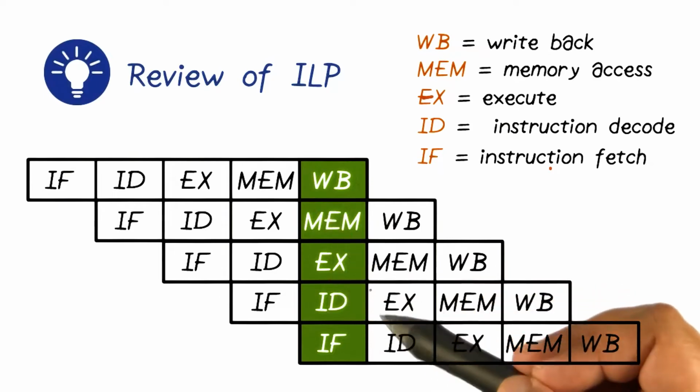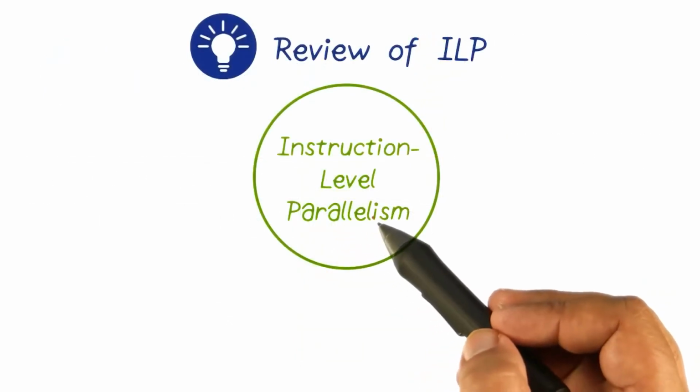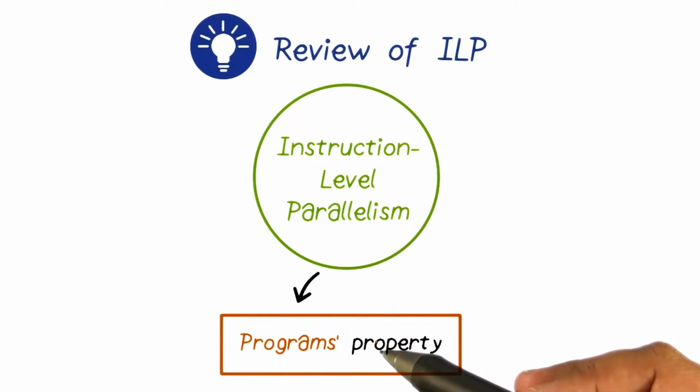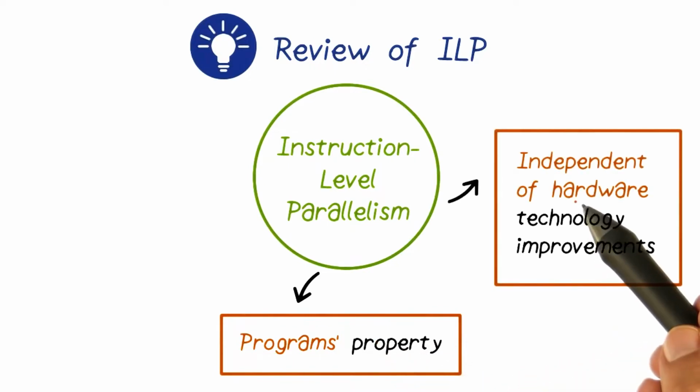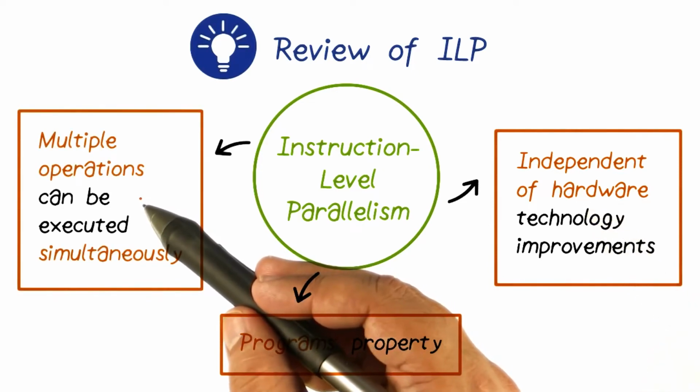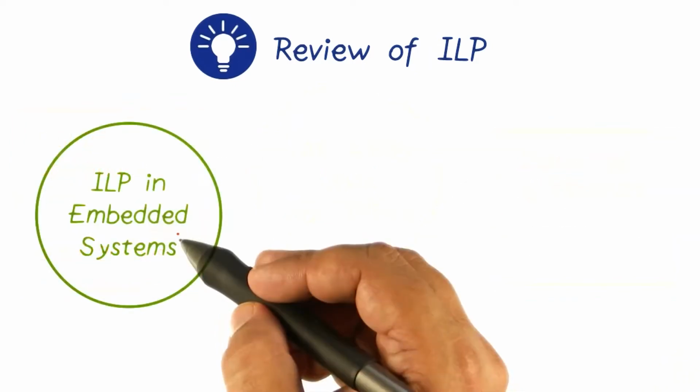Let's review the foundations of instruction level parallelism. First of all, ILP is a program's property. The number of instructions that can be concurrently executed depends on the program. Some programs have higher ILP, some programs lower. ILP is a concept independent of hardware improvements such as faster clock frequency or faster memory, amongst other things, and can always be coupled with any generation of technology. And finally, ILP is all about multiple operations that can be executed simultaneously within a clock cycle through different parts of hardware.